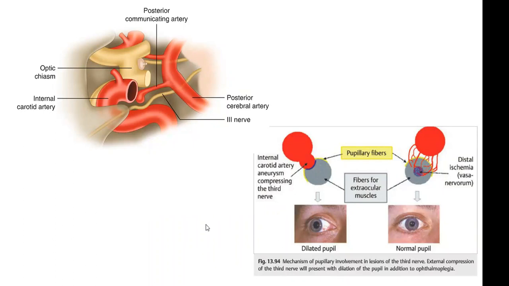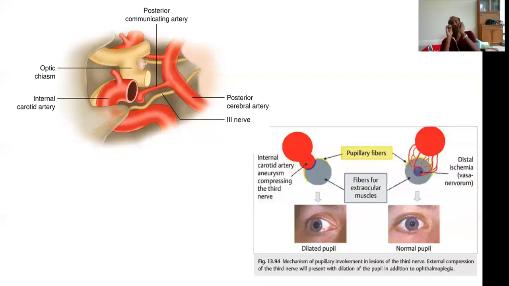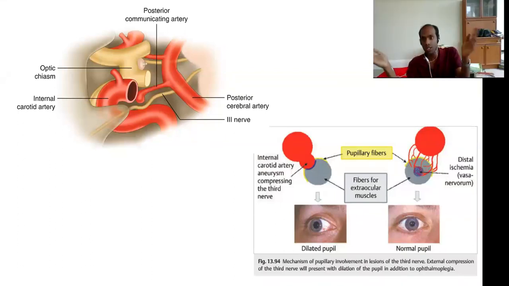And this picture on the right side, right lower aspect of your slide, will show you the difference between that. Diabetes, hypertension, the nerve is involved from in out, so the pupil is not involved. If it's an aneurysmal compression of the third nerve, then the pupil is involved because why? The pupillary fibers travel on the outermost aspect of the third nerve. Right. Moving on.